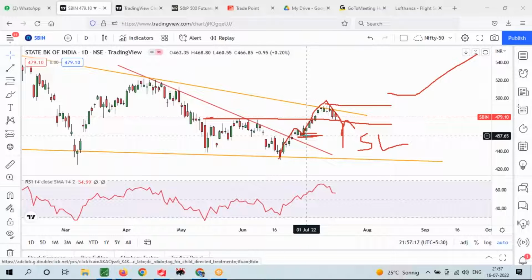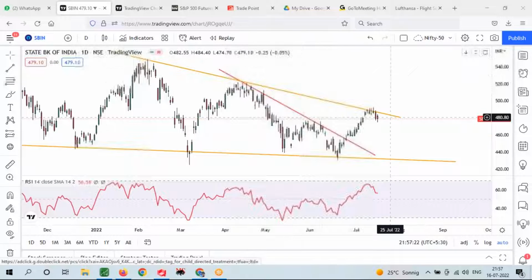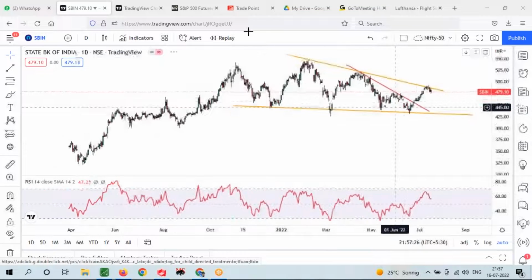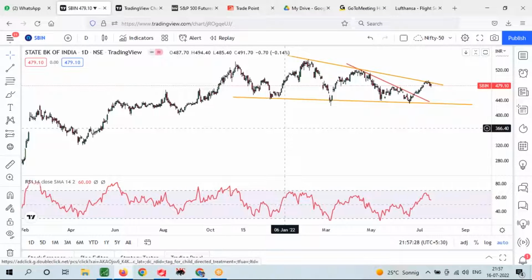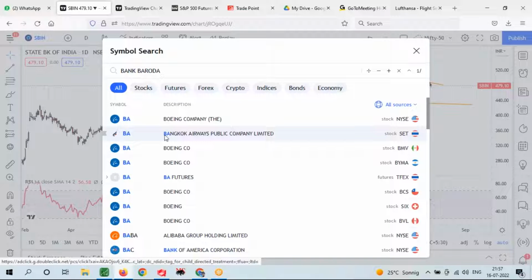And then we can write this. So then the target of 590 will open, but first it will be 520 and 540, then 590 to 650 later on. This is one thing. And I have also talked about Bank Baroda.